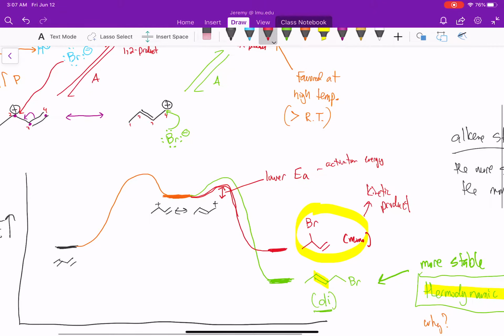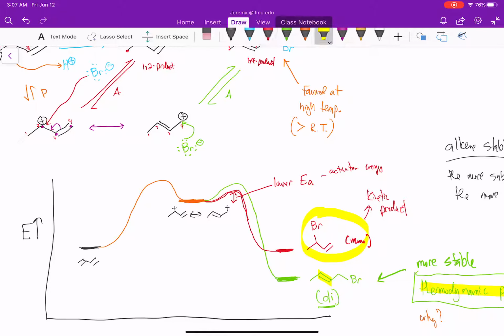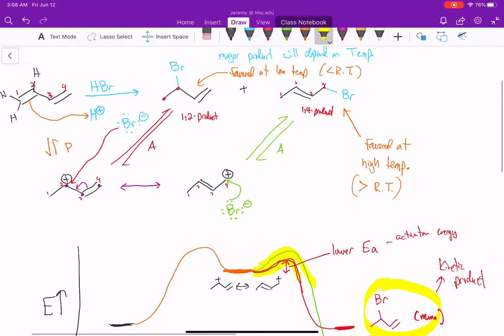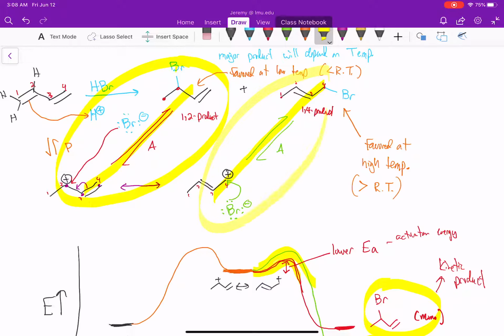Okay, so the product in green is formed at high temperature because the product is more stable, but there's something about the red pathway here that's more stable than the green pathway. So we're looking at the transition from here to here versus the transition from there to there. There's something about this transition as we go to form the 1,2 product that's more stable. So what is that?